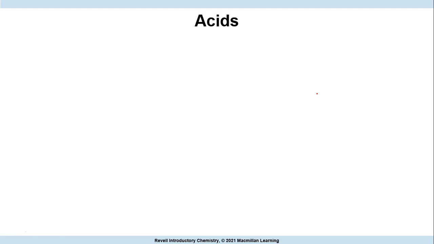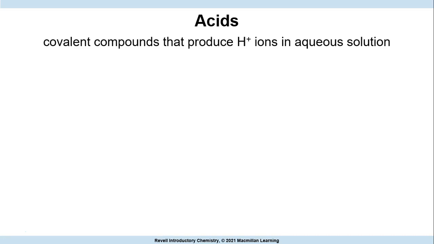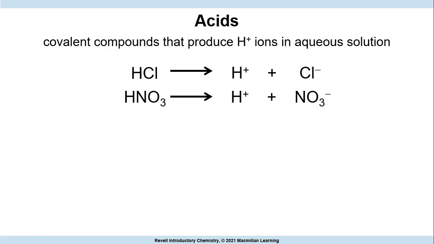All right. Now let's look at acids. What are acids? We've said that covalent compounds do not dissociate in aqueous solution. But an exception that we'll see is that acids are covalent compounds and they produce hydrogen ions when they are dissolved in aqueous solution. So that is an exception for the covalent compounds. The first acid here is called hydrochloric acid, and it will dissolve to form the hydrogen ion and the chloride ion. Nitric acid will dissolve to form the hydrogen ion and the nitrate ion.